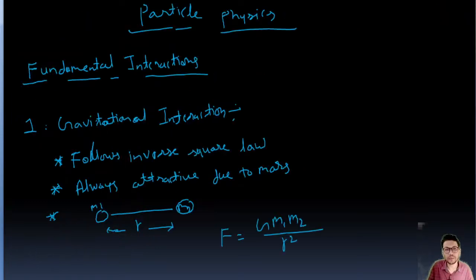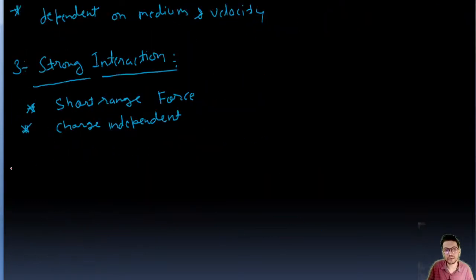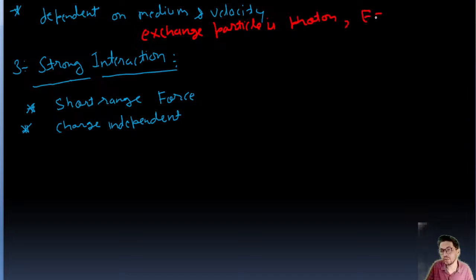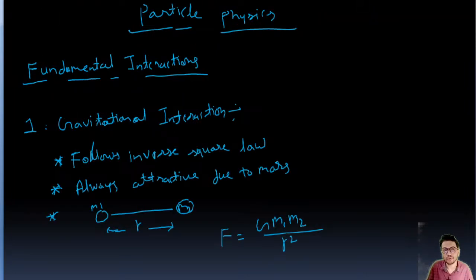And for electromagnetic interaction, the exchange particle is the photon, whose energy we know, right, equal to mc square. Very important. So exchange particle for electromagnetic interaction is photon, and for gravitational interaction is graviton.